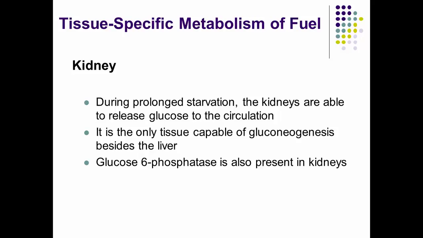And also an important thing is the glucose 6-phosphatase is present in the kidney. That means kidney makes glucose and is also able to release glucose into the circulation, right?